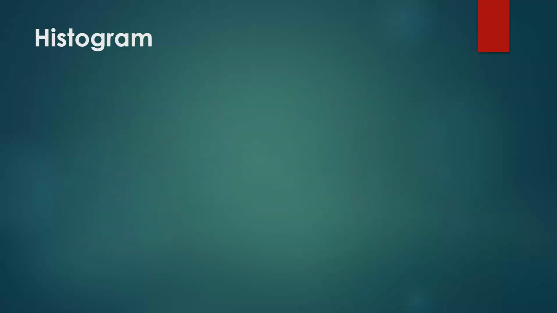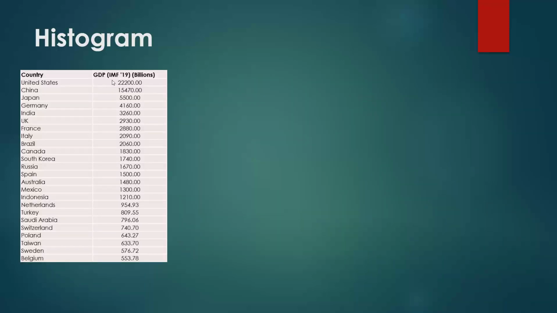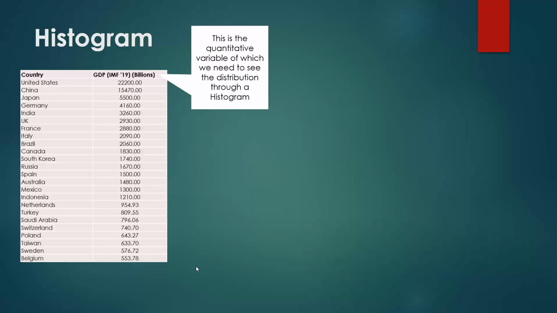So let's look at an example. Let's say I have this data. I have GDP for a certain number of countries, and I'm interested in the distribution of the GDP values. For the purpose of a histogram, this variable, the nominal qualitative variable, is not needed. I'm only interested in the distribution of these numbers. In other words, I'm not interested in which country's GDP is higher than which other country. I'm looking at the distribution of this column of data. This is the quantitative variable of which we need to see the distribution through a histogram.